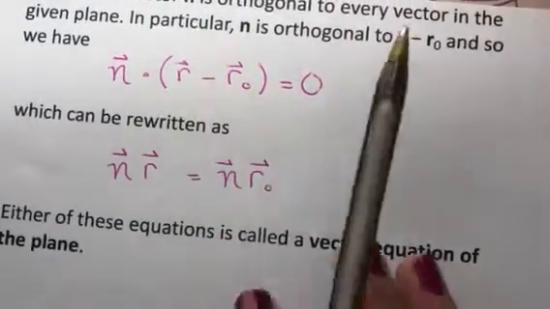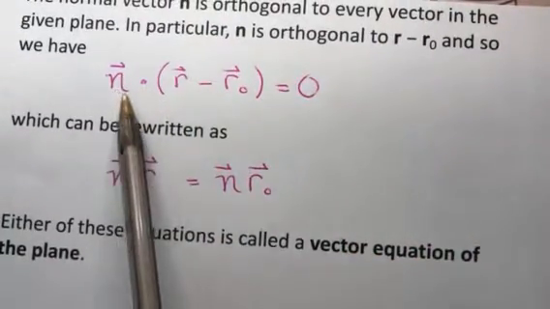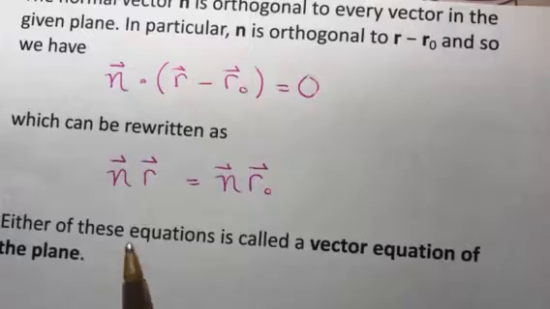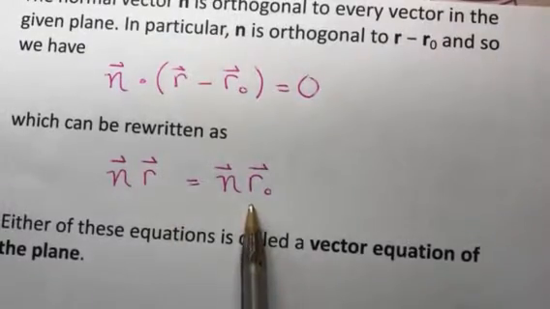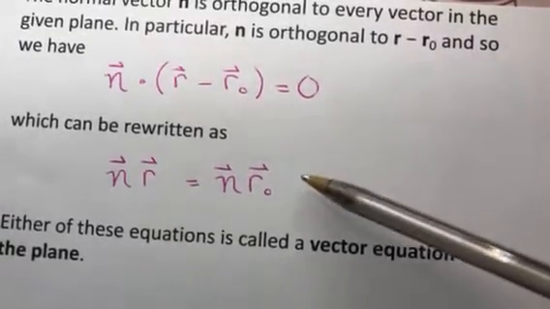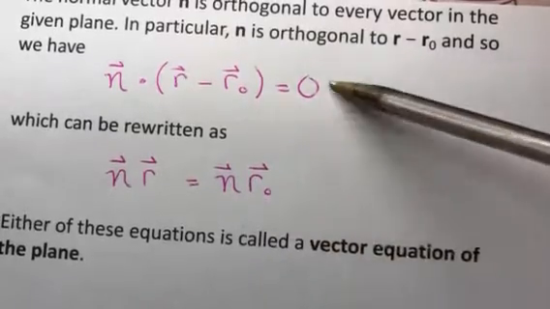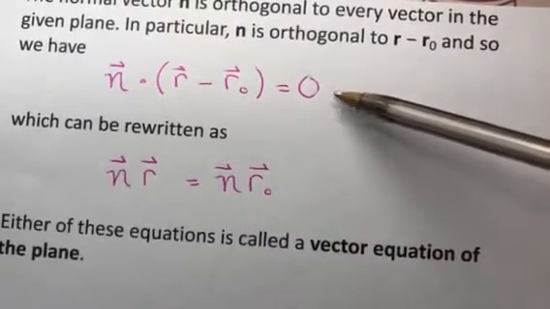And if you want to, you could rewrite this equation. Remember, the dot product is distributive. So n dot R minus n dot R sub 0 equals 0. Move one to the other side of the equation. These two sets of equations are called vector equations. And I usually use them in this form. And you'll see why in a minute.